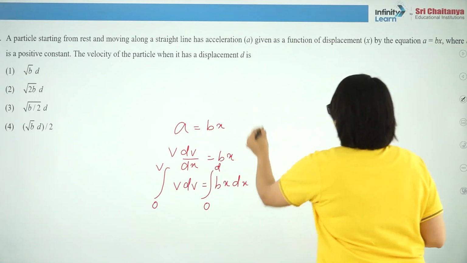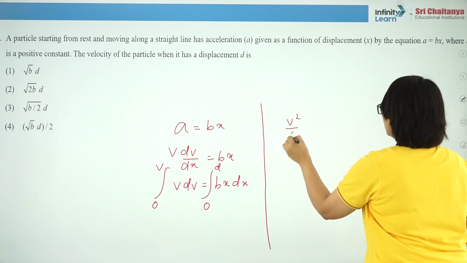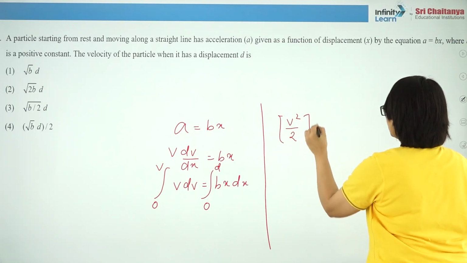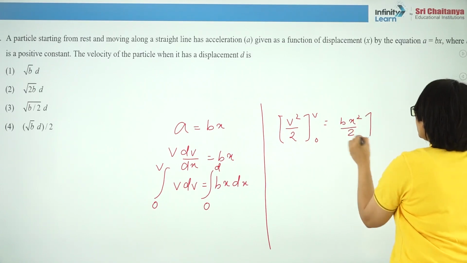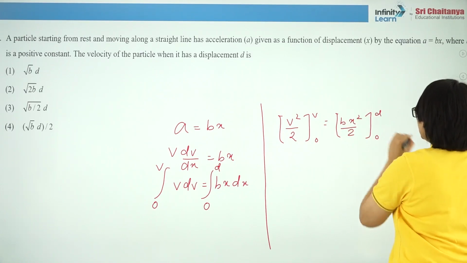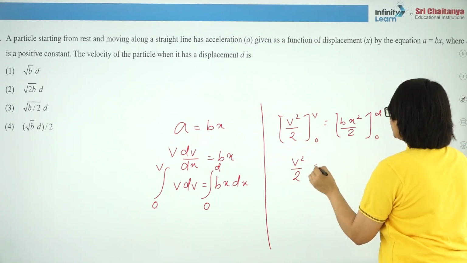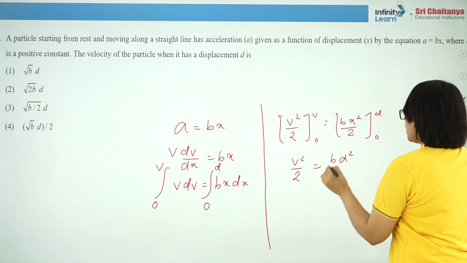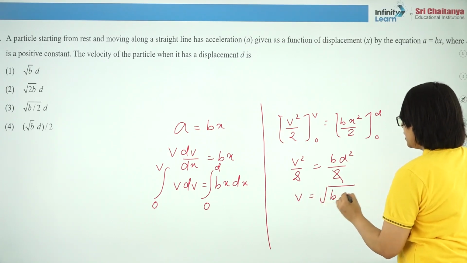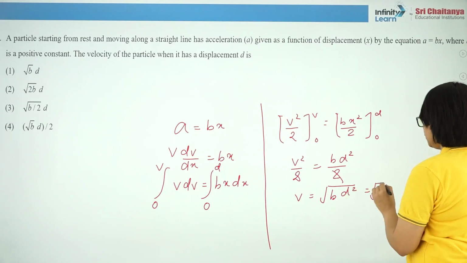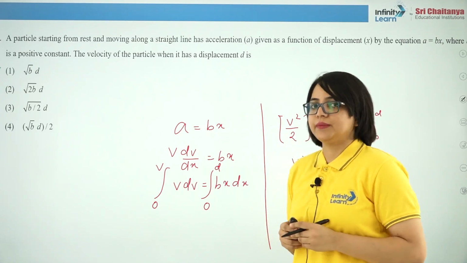These are the limits. Now, integration of v dv will be v square by 2 and the limits are from 0 to v, and integration of bx is bx square by 2 and the limits are from 0 to d. So, let us put all these limits, you will get v square by 2 is equal to b d square by 2, and v will be under root of b d square, which is under root of b into d, and that is option 1.